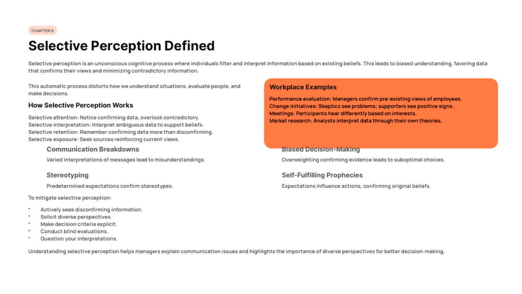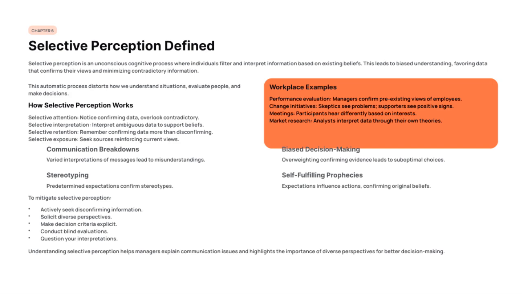Now, let's look at how expectations shape our perceptions. Expectations influence our actions and often confirm what we already believe. This is what we call self-fulfilling prophecies. For example, if we have a stereotype about someone, we tend to interpret their behavior in a way that confirms that stereotype. This stereotyping can lead us to overweight confirming evidence and ignore disconfirming data, which results in suboptimal decisions. Biased decision-making occurs when we interpret messages differently based on our biases, leading to misunderstandings and communication breakdowns.